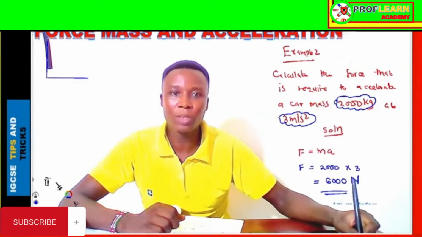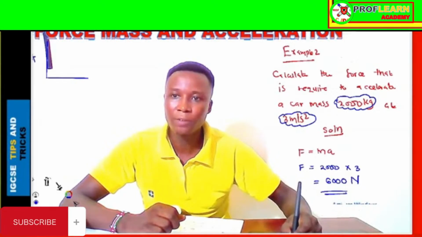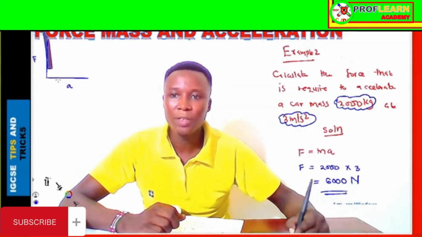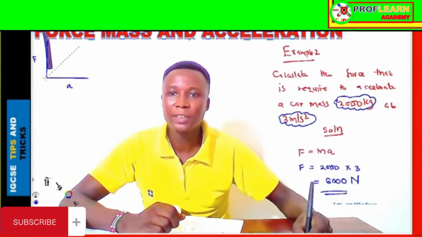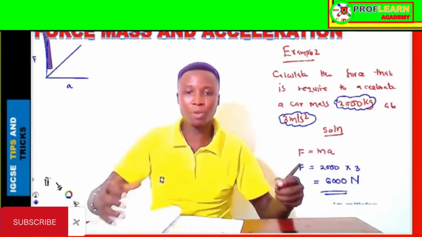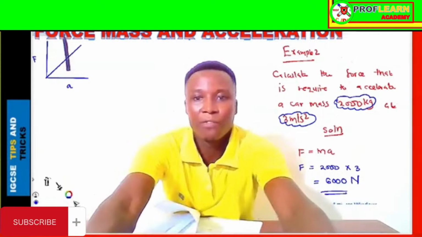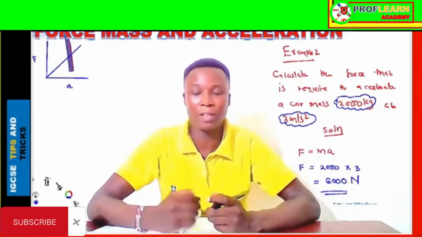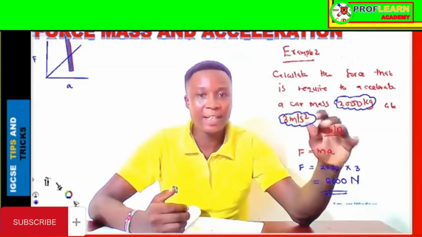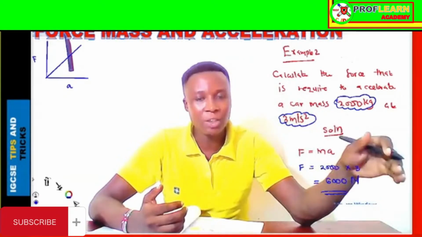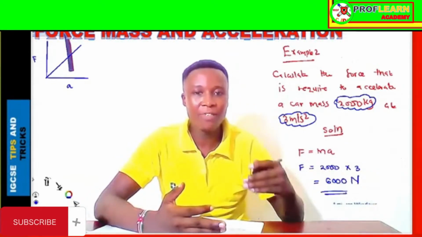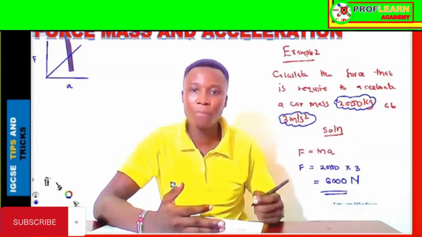Because force and acceleration are directly proportional, if one increases, the other also increases. So for directly proportional variables, you are going to have a straight line. I hope you can see that. But when we are talking about mass and acceleration, the larger the mass, the less the acceleration. So mass and acceleration are inversely proportional. If we increase the mass, acceleration is going to decrease.